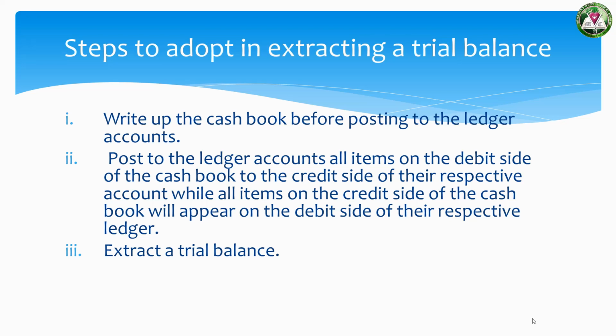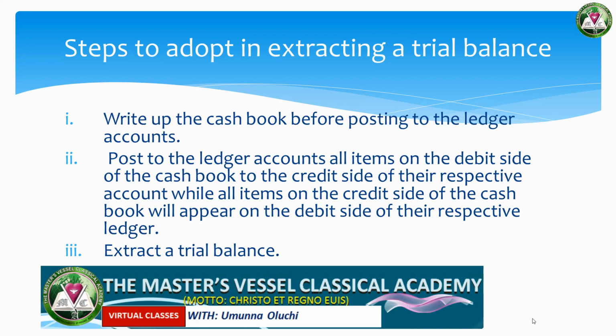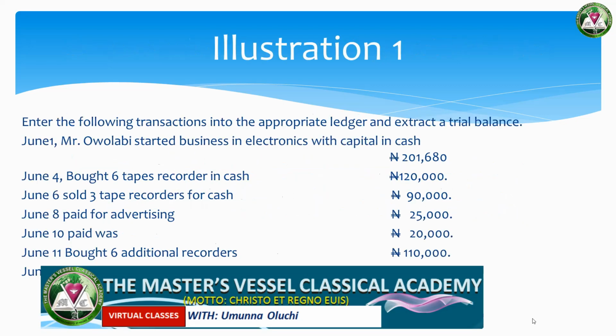That is to say that when you plot your cash book, all the transactions you see on the debit side, when you are plotting the respective account, like sales now, remember that sales is a debit transaction in the cash book. When you are plotting the sales account on the ledger, you bring it to the credit side. It is no longer going to be at the debit side. It will be recorded on the credit side. So that is step number 2. Then number 3 is you extract your trial balance.